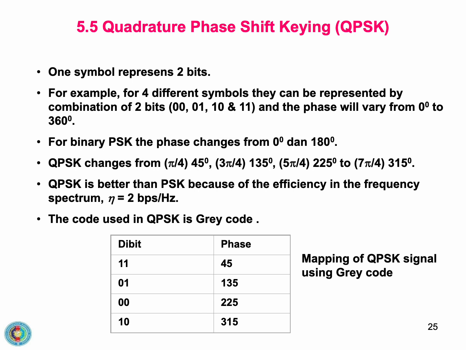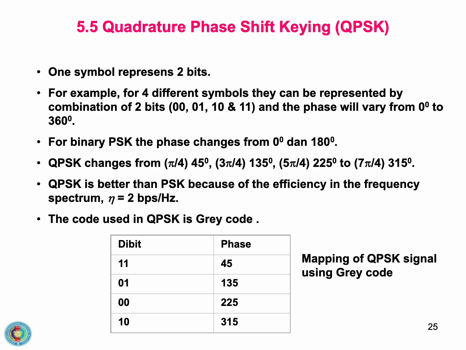Moving to a more advanced and widely used technique, we have quadrature phase shift keying, or QPSK. The key characteristic of QPSK is that one symbol now represents 2 bits, unlike the single bit per symbol in BPSK. This means 4 different symbol combinations: 00, 01, 10, and 11. The phase will vary across 360°. Specifically, for QPSK, the phase shifts are typically 45°, 135°, 225°, and 315°.